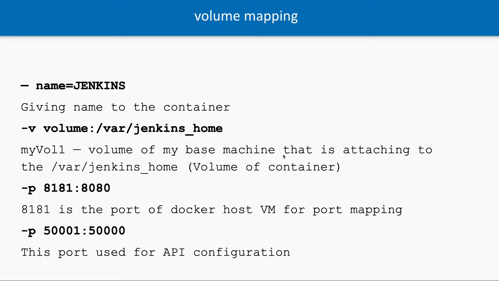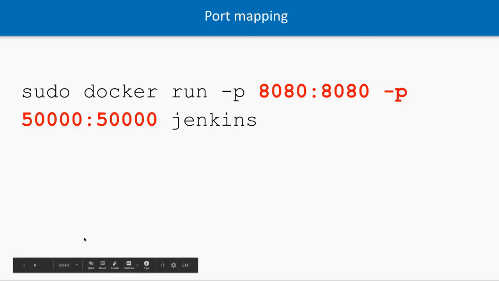Volume of my base machine that is attaching to this particular volume of container. This is volume mapping, this is host, and this is the container map. 8181 is a port of the Docker host, I mean, on which you are running the Docker engine, and 8080 is actually the Docker container port.